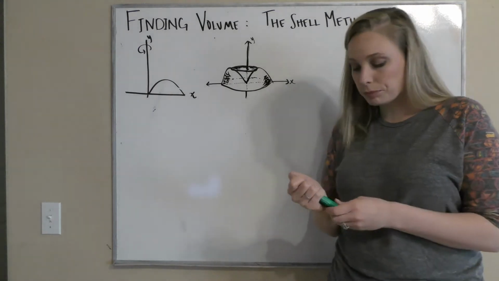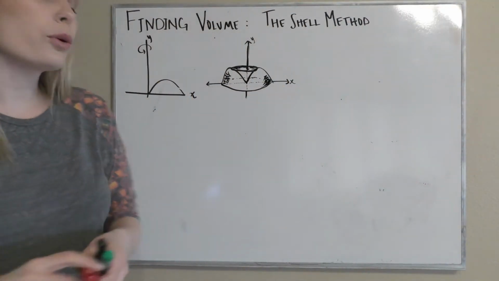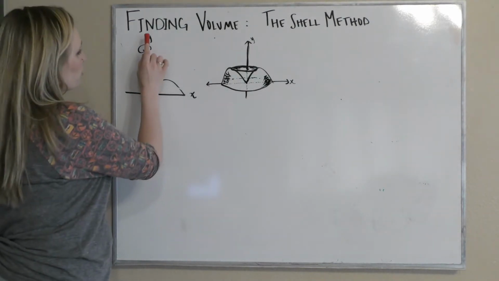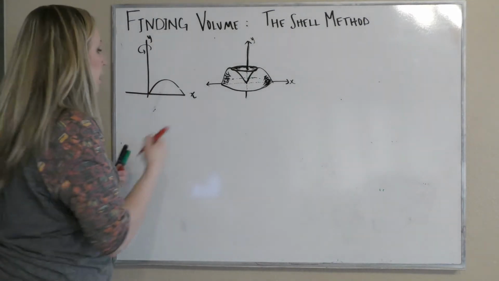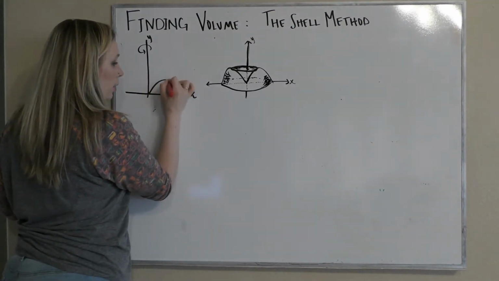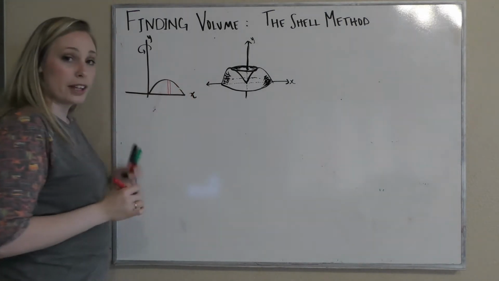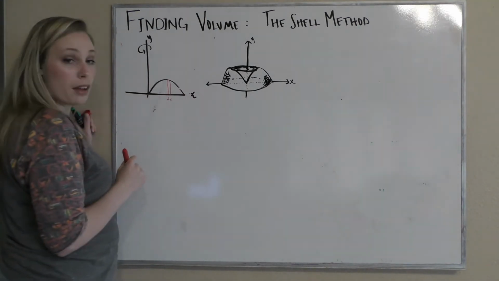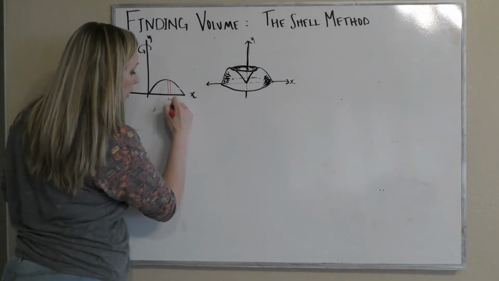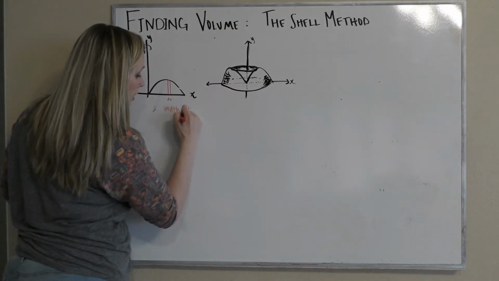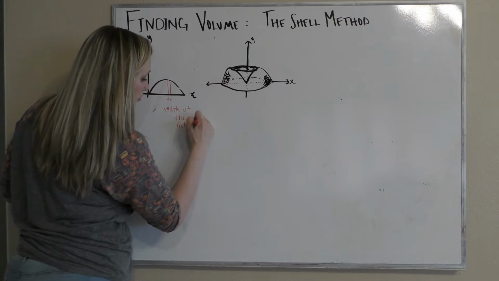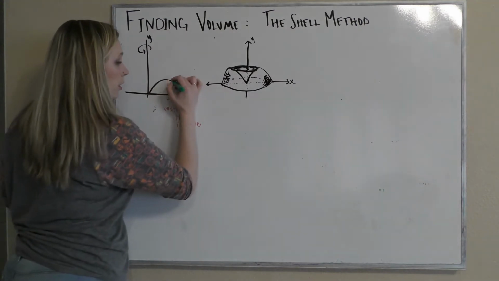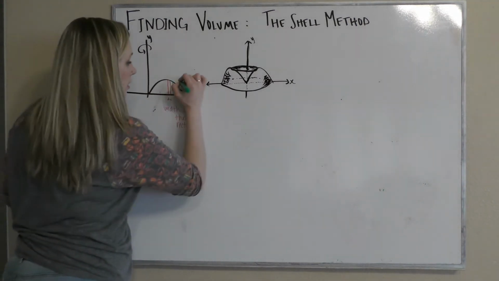with those shells. What we're going to do is create a rectangle that is parallel to the axis of rotation. We have this axis of rotation right there, and we are going to make a rectangle parallel to that. Now this distance here is the width of that rectangle, so I'll put that on there. That's the width of the rectangle. This distance here is the height of that rectangle.